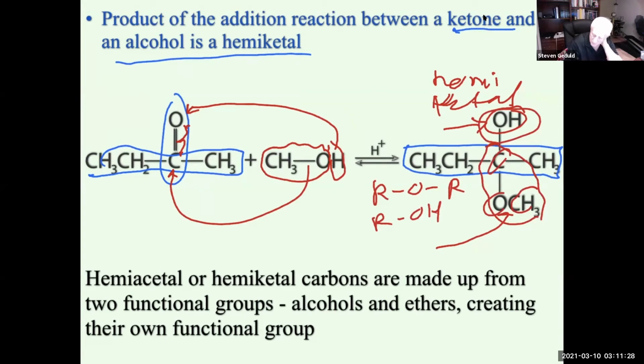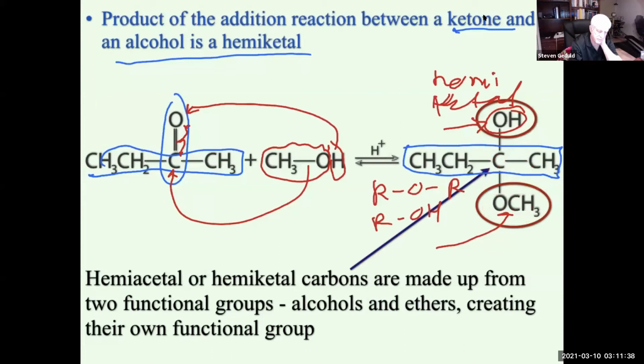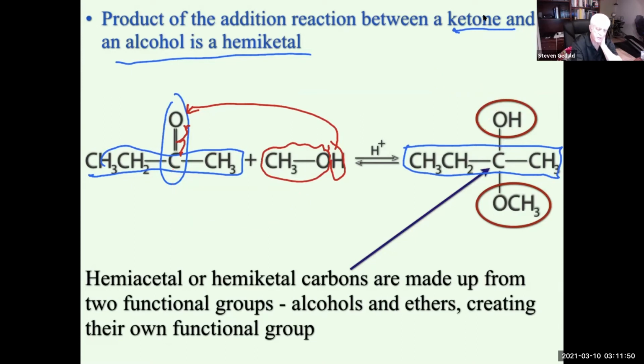Now we got this, so you're going to name hemiacetal and hemiketal groups. Let's move some of these out of the way so you can see what we're pointing at. Okay. So you look at that carbon. And you can see there's an OH group here. There's an OR group here. So here's your ether, and here's your alcohol.